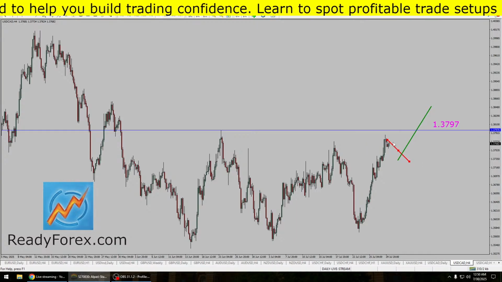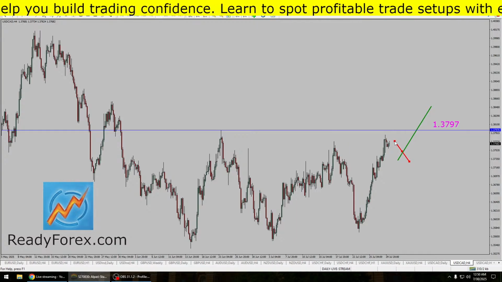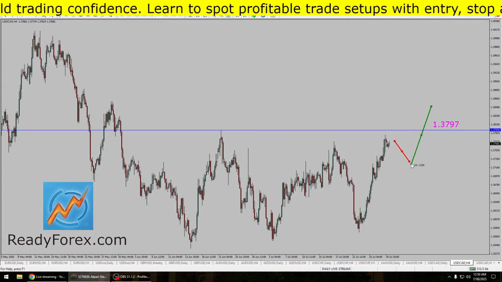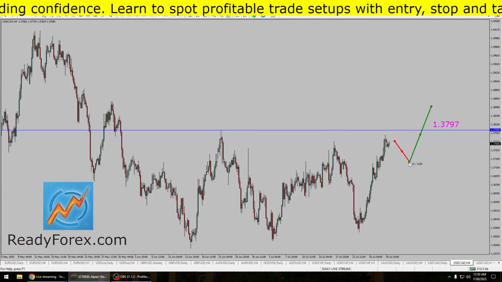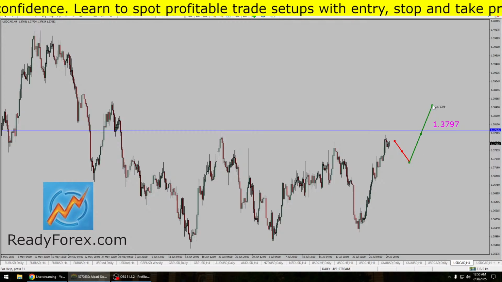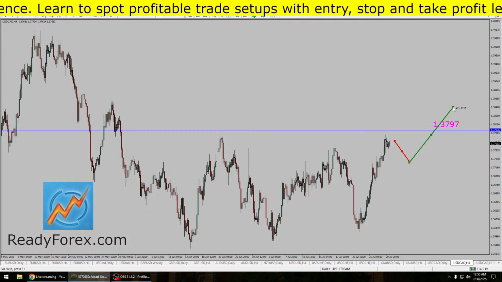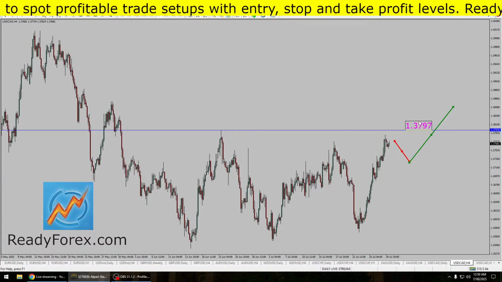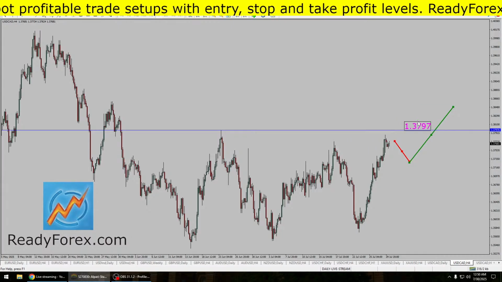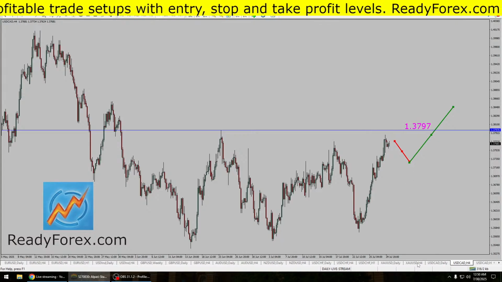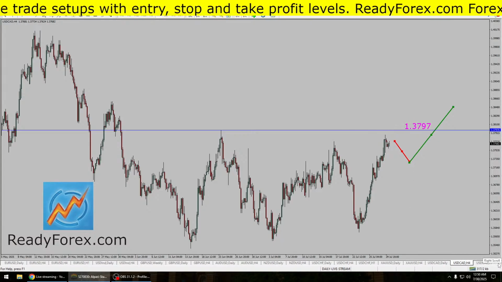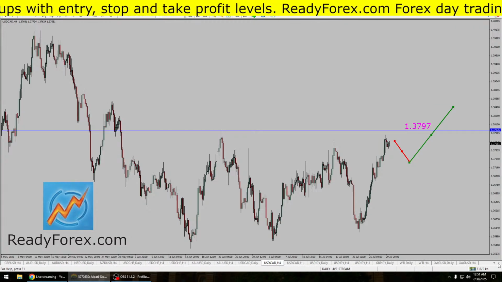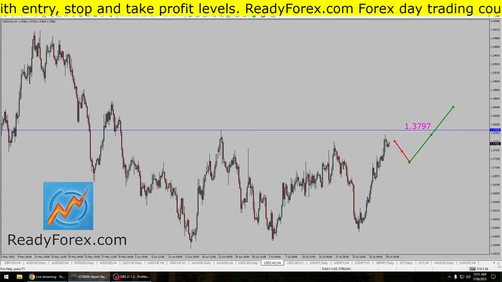I'm expecting the price action to drop, like the way I forecast a decline in US dollar Swiss franc. The same goes over here. Then the market is going to break above the 1.3797 area. So on a short-term basis, expect a pullback and then bullish price action inside the USD CAD currency pair.